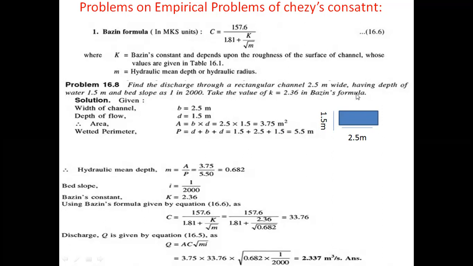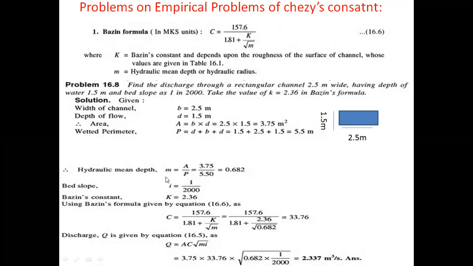Now find the wetted perimeter of this rectangular channel. Wetted perimeter equals D plus B plus D, that means B plus 2D. D value is 1.5 and B value is 2.5, with D again 1.5. The total value is 5.5 meters. The perimeter value is 5.5 meters.